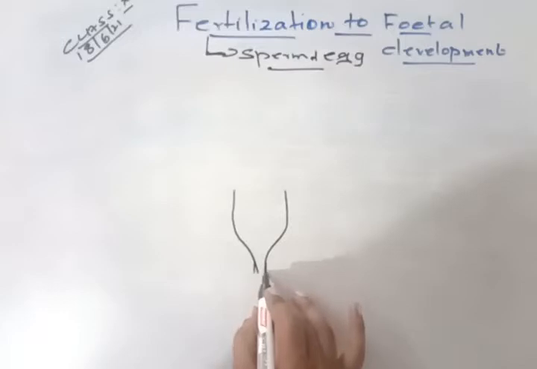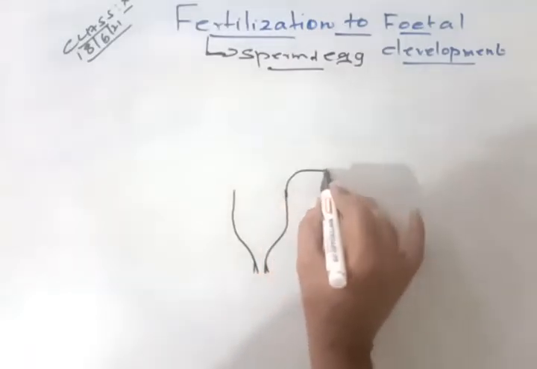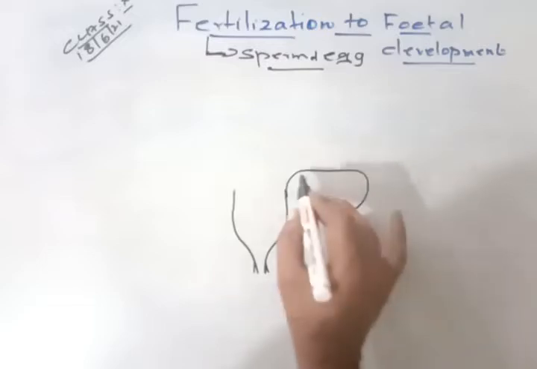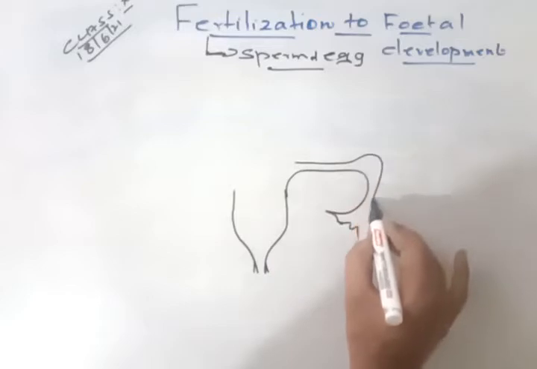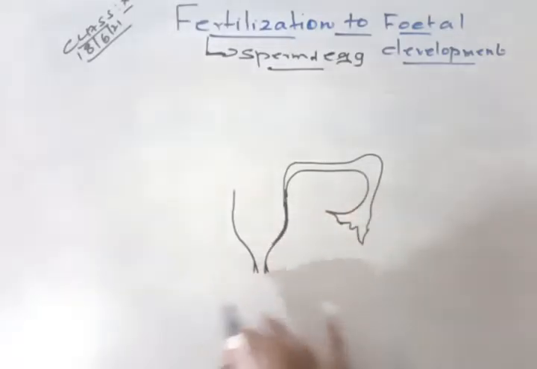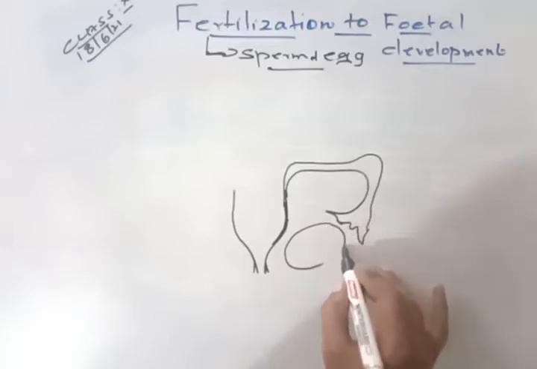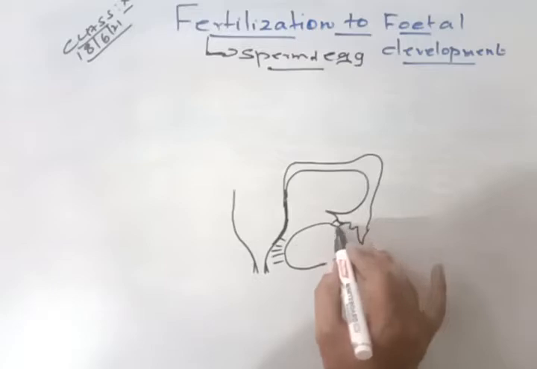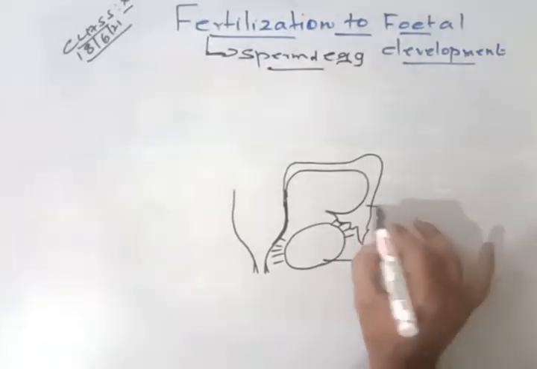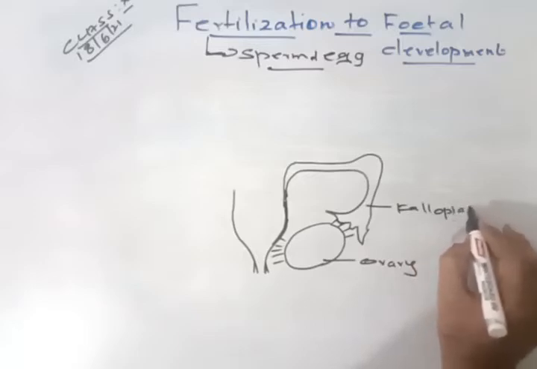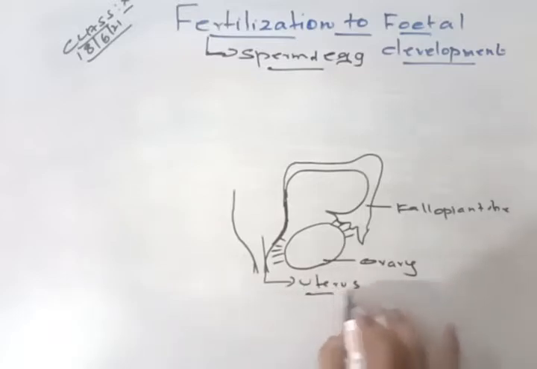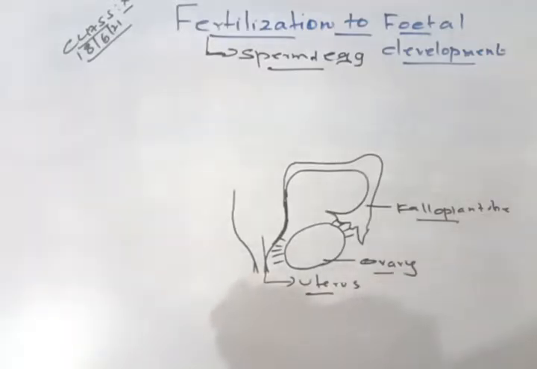Now, this is the female reproductive system. I just draw only one part of it. So now, this is the ovary, this is the fallopian tube, and this part is the uterus. So all these things are very important for the development of the fetus.